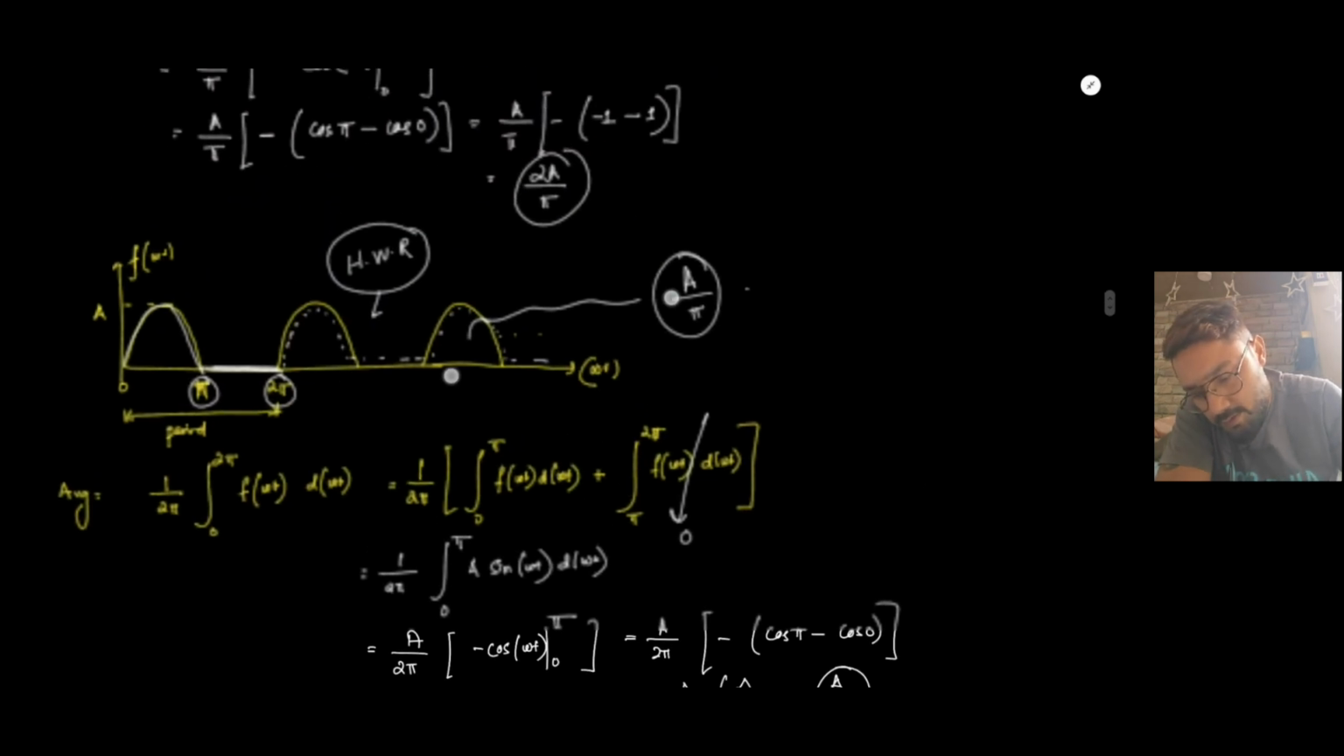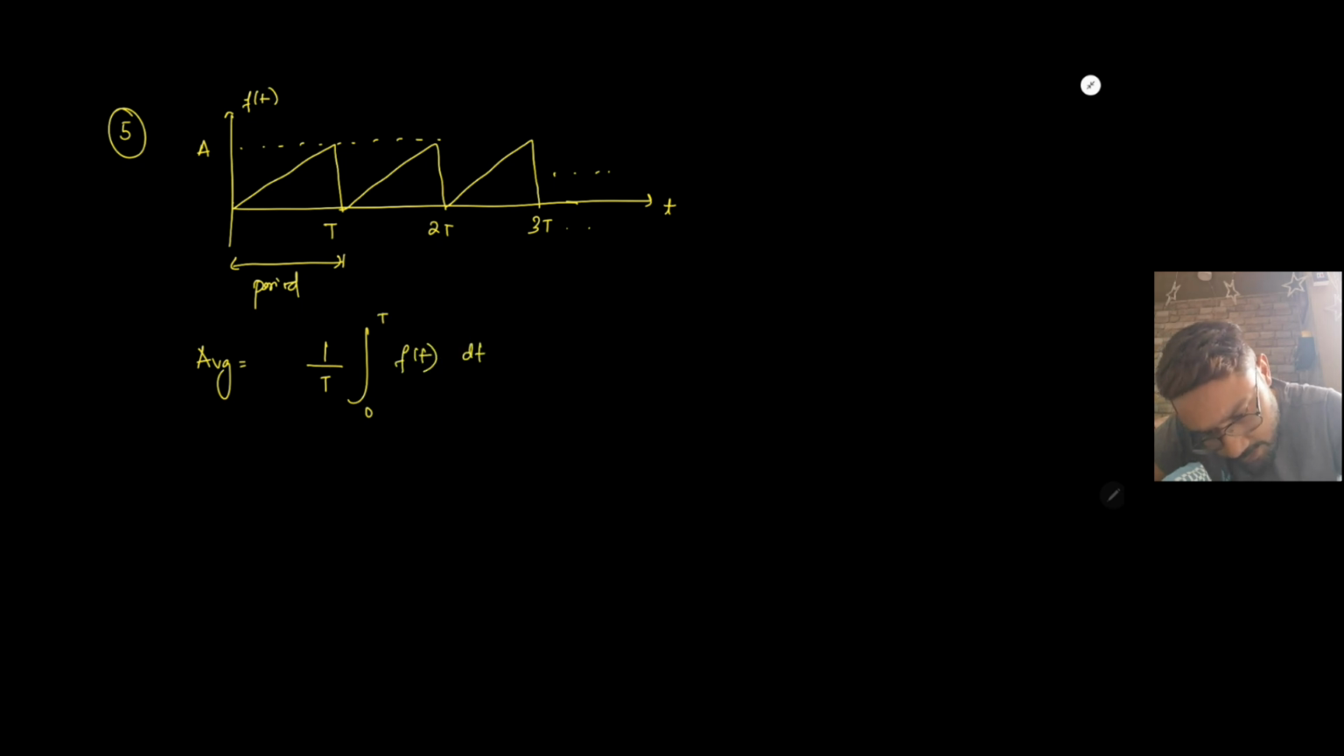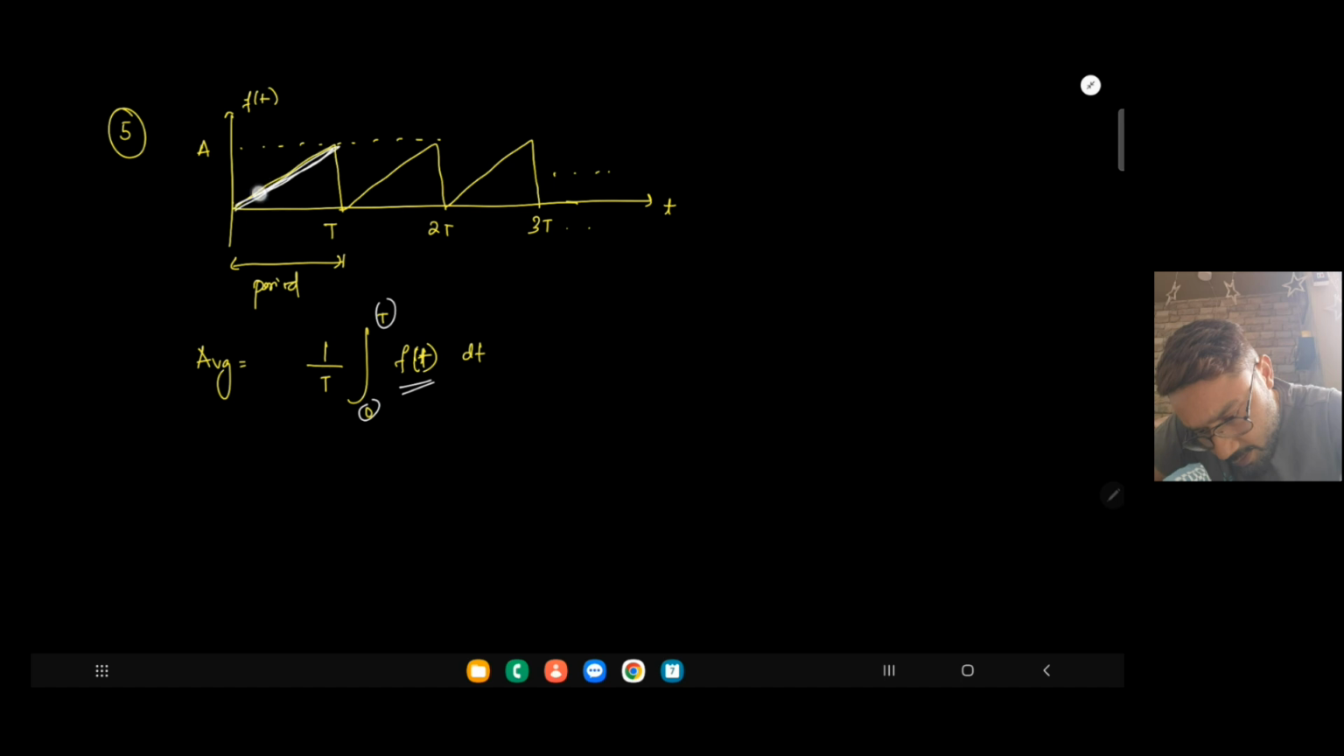So let's take another case. Let's check the average value of a sawtooth. So this is a sawtooth waveform, with periods T, twice T. What is the period here? The period is T. So the average value will be 1 by T, integral from 0 to T of f(t) dt. What is the equation of the waveform from 0 to T? What is the equation of f(t)? You can see it is like this.